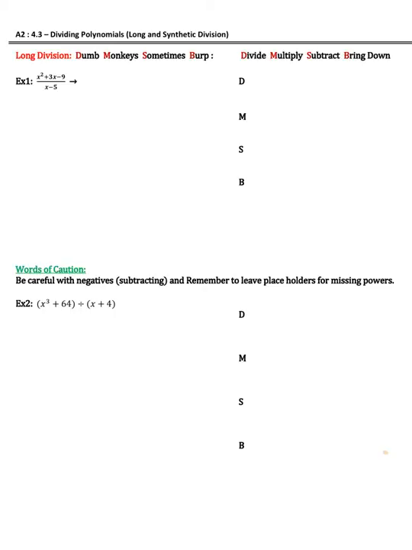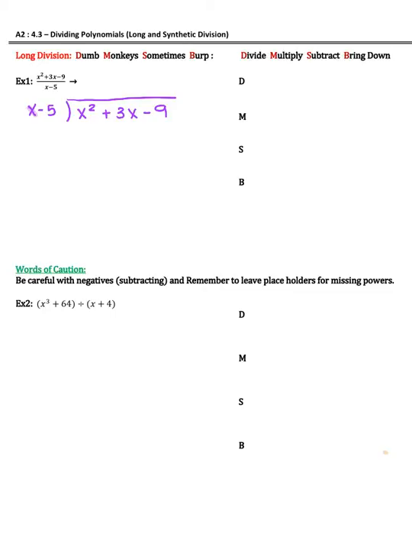But just to kind of refresh your mind on long division, when you see a polynomial divided by another polynomial, it means that we are going to take our divisor. It goes on the outside. Here's your long division symbol. And we write the numerator underneath, making sure that all powers of x are being represented. Otherwise, we'd put in a placeholder. And then, dumb monkey sometimes burp. This was an acronym that I got from my daughter to help remember the process you're going to go through.